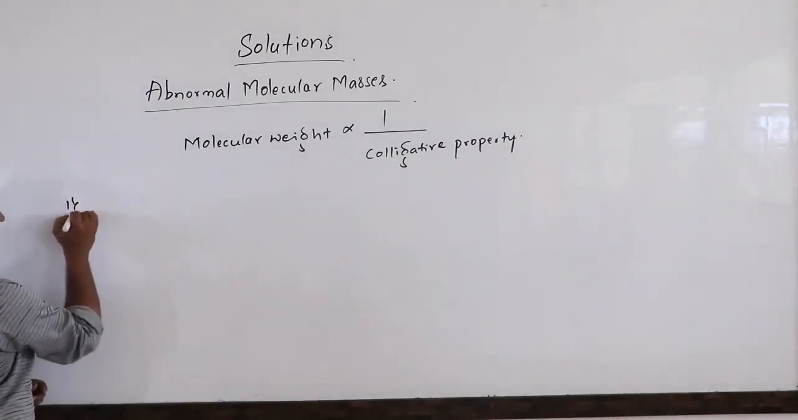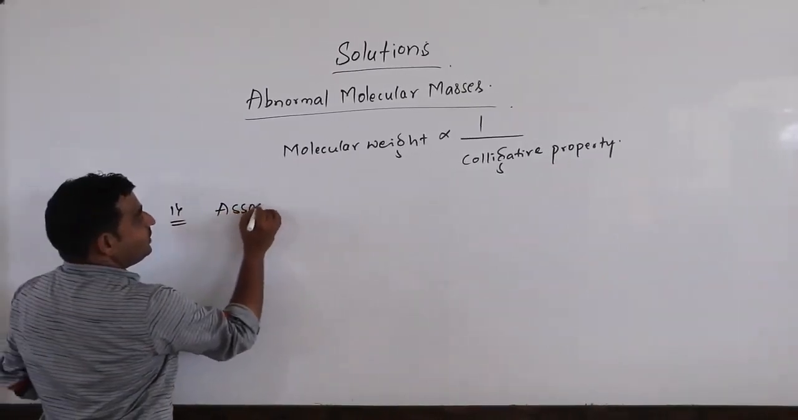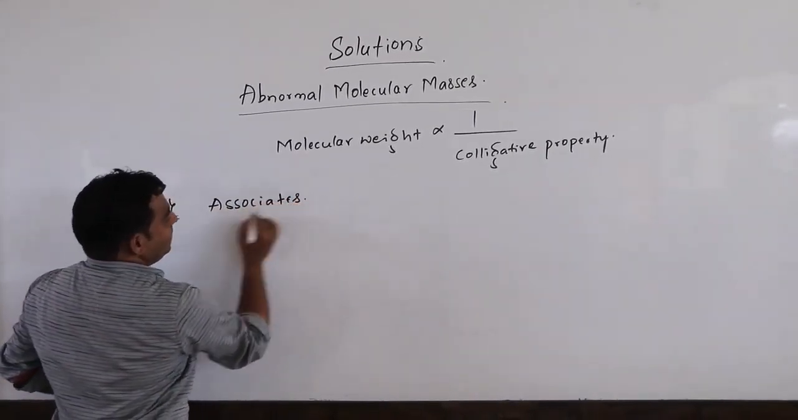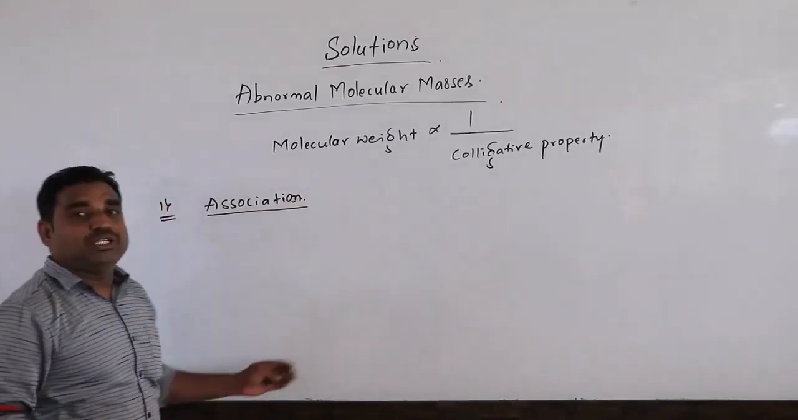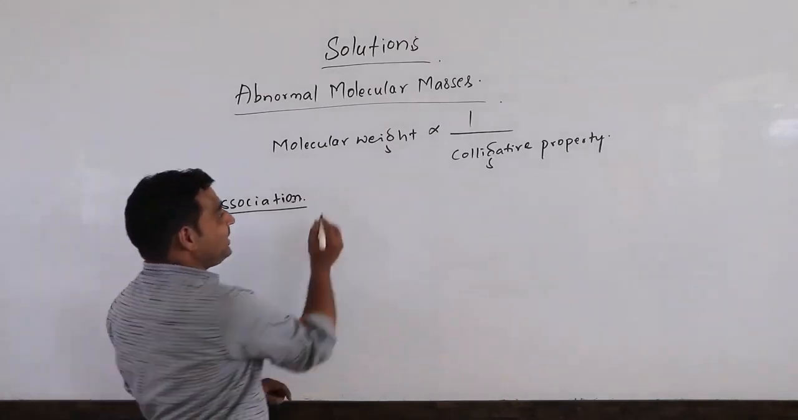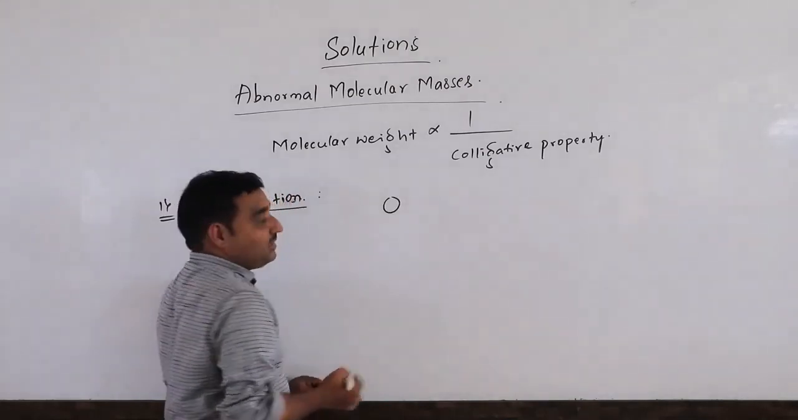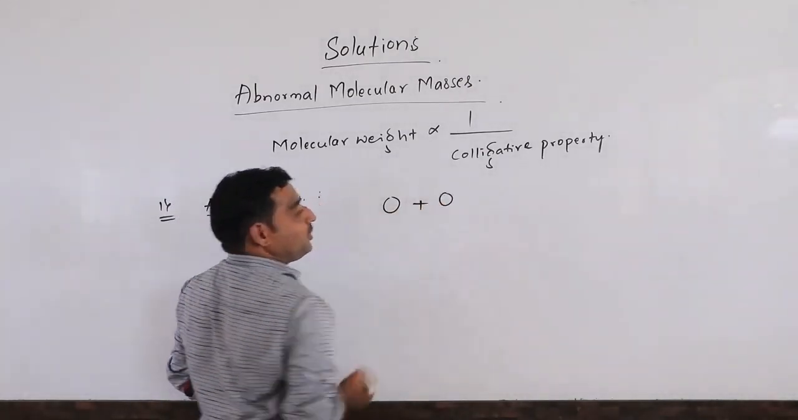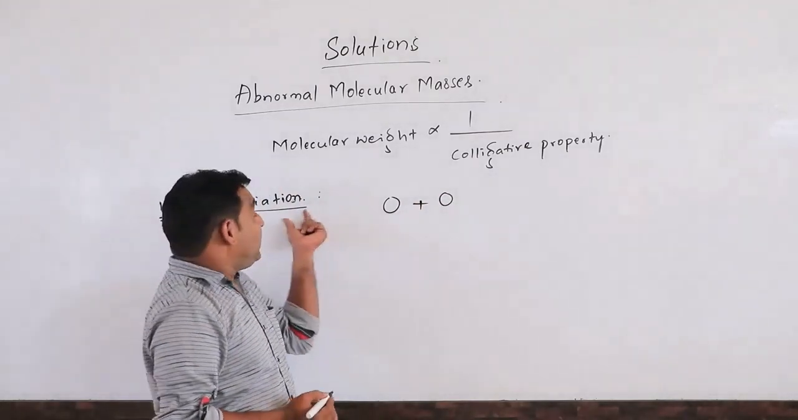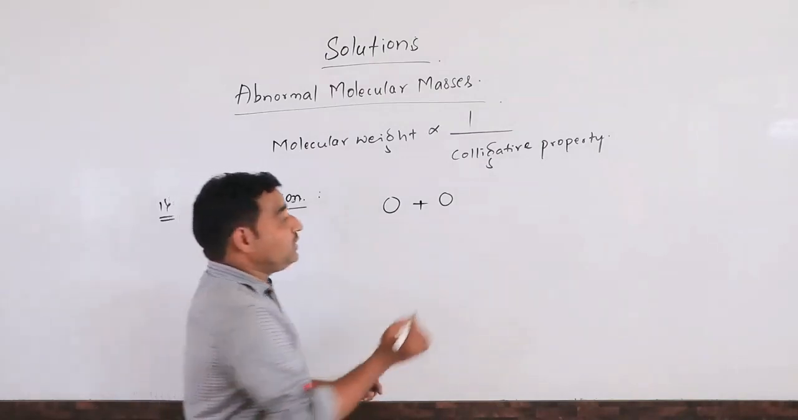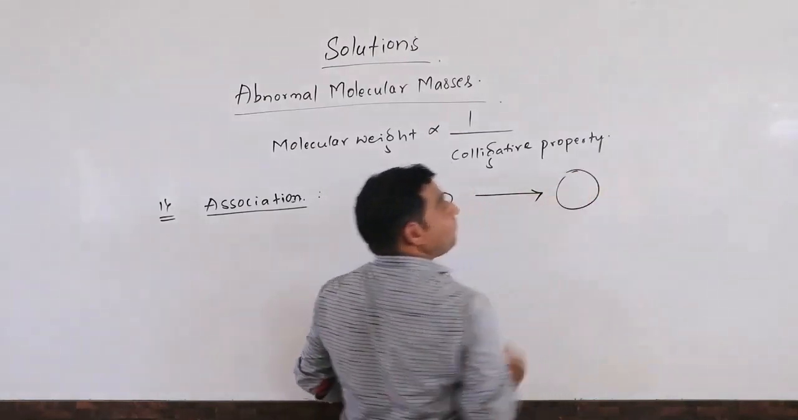First, if the solute associates in a solvent. Association means combining. For example, you can take two solute molecules. This is one solute molecule, and this is another solute molecule. When we add the two solute molecules in a solvent, they combine. This is association taking place. It dimerizes to form one molecule.